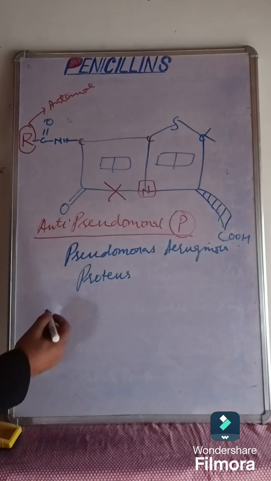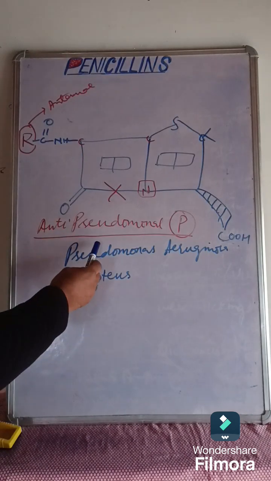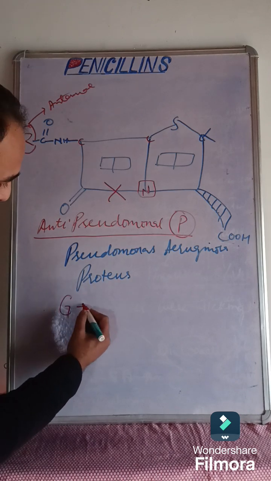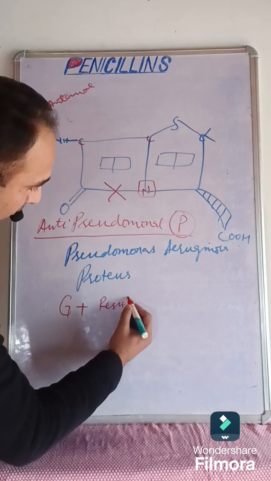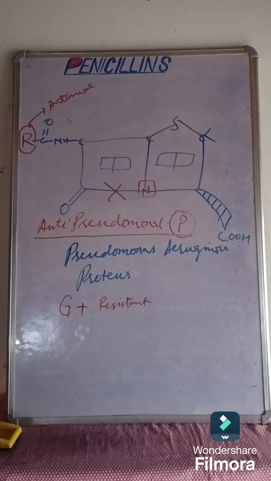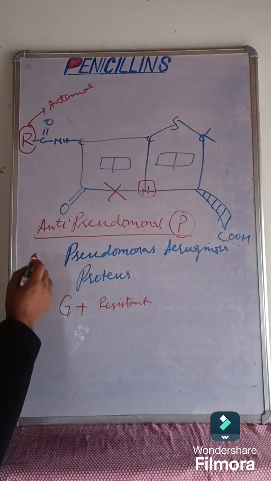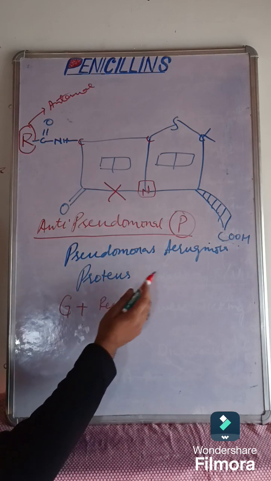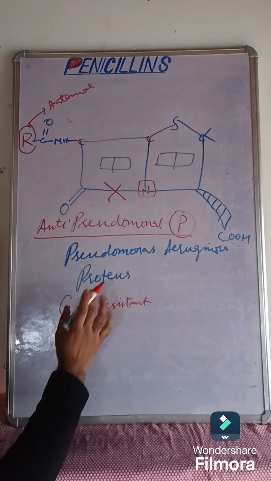These two organisms are not covered by natural penicillins or aminopenicillins, so they are covered by anti-pseudomonal penicillins. Gram-positive bacteria are resistant to these anti-pseudomonal penicillins. In order to remember these anti-pseudomonal penicillins, they send James Bond in order to destroy Pseudomonas aeruginosa and Proteus.